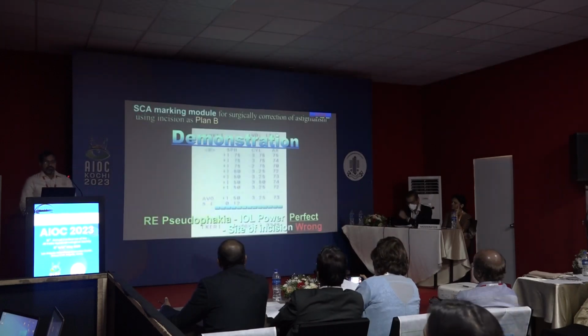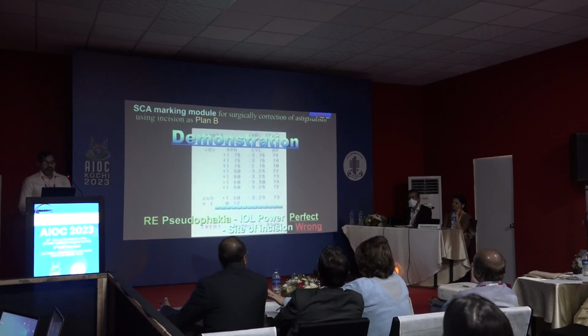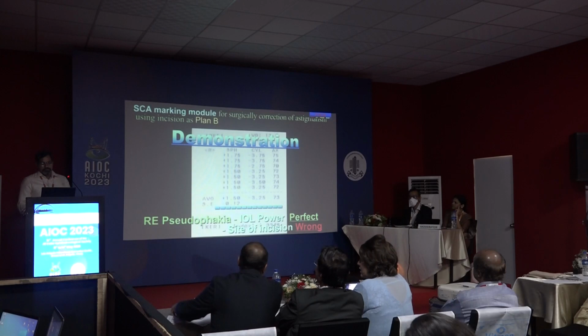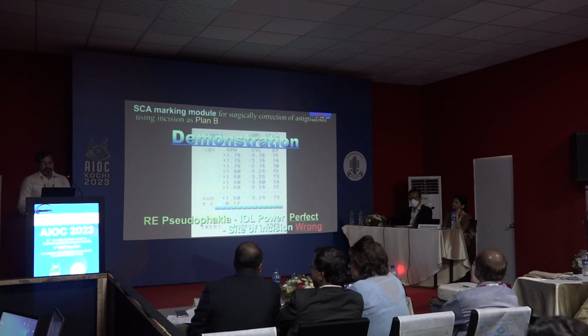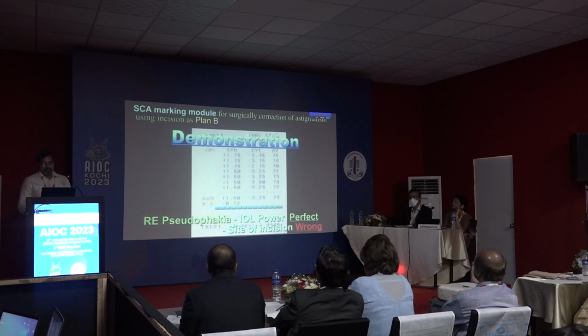SCA marking module can be used for surgical correction of astigmatism using incision as a plan B in patients not suitable for toric lens implantation. Demonstration. Right eye is pseudophakic and post-op residual refractive error is plus 1.5 spherical with minus 3.25 cylinder. Even though the IOL power was perfect, the site of incision was incorrect as it was on flat axis.